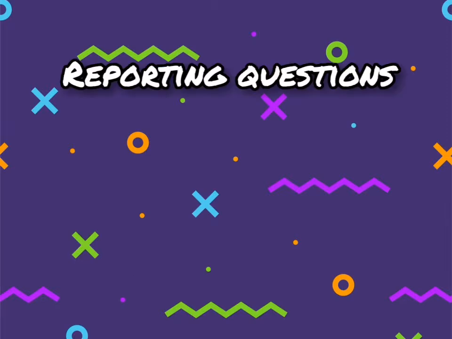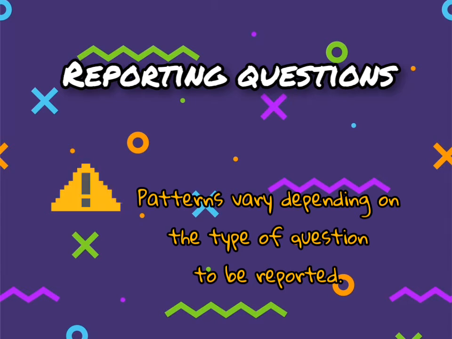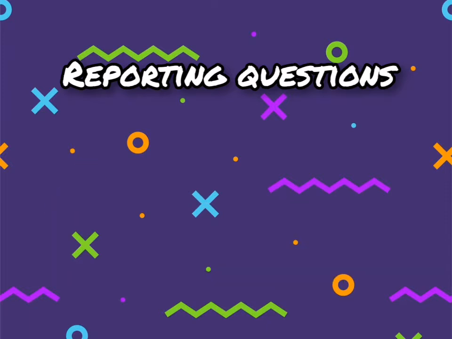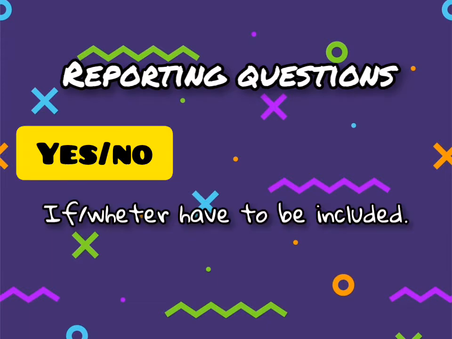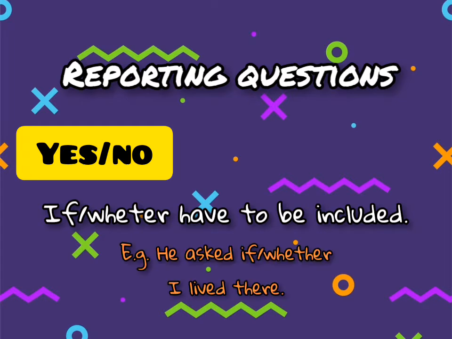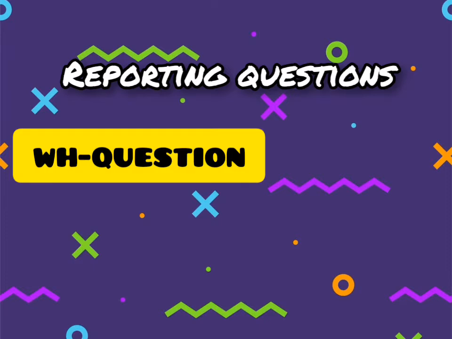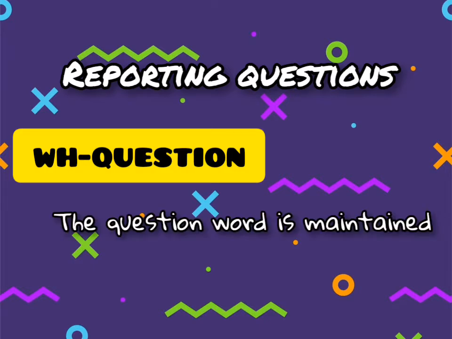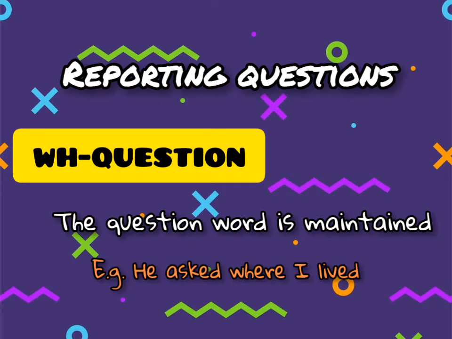Finally, we also covered how to report questions. In brief, depending on the type of question you have, some variations appear in reported speech. In the case of yes-no questions, the subordinators if or whether must appear. For example, he asked if I lived there. In the case you are in front of a WH question, the WH word, also known as question word, has to be maintained. For example, he asked where I lived.